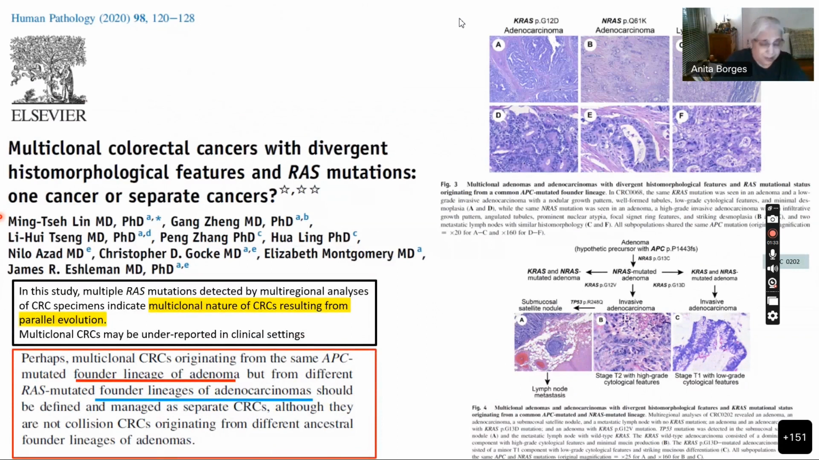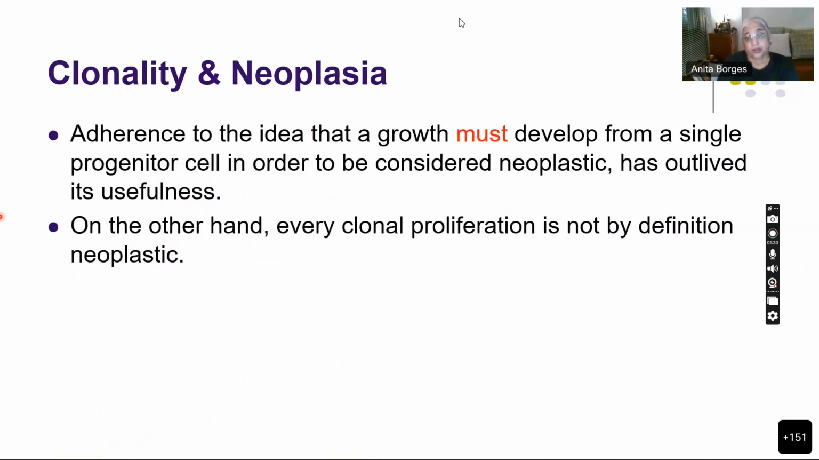So let us be a little less susceptible to this somatic mutation theory that says all of these tumors are clonal in origin and they all start from one. And I think that this is past its sell by date. Okay, so I think that a growth must develop. Oh, it could develop. And I think quite a lot of hematopoietic malignancies may do this.